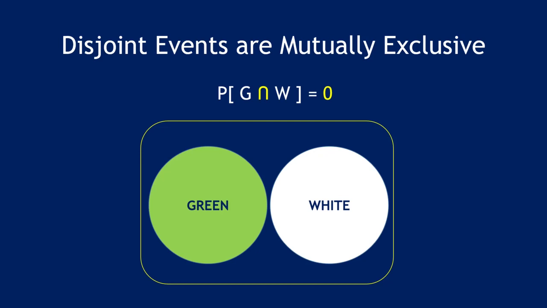They are mutually exclusive. In other words, the probability of green intersecting with white would actually be 0, because that would never happen. So you can see that a Venn diagram that illustrates disjoint events will have two circles that do not overlap with each other. The intersection is the overlapping portion. So when there's no overlap, we know that these two events are mutually exclusive.